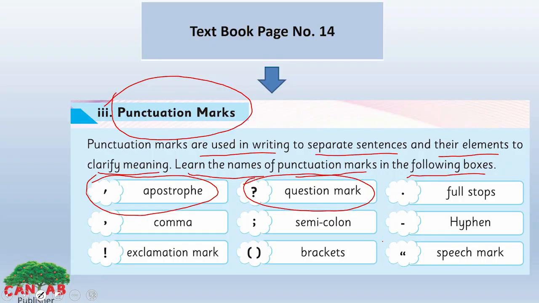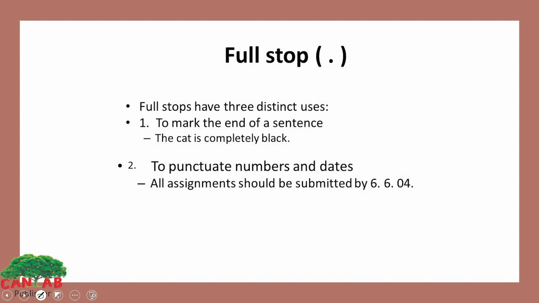Now look at full stops. What are full stops? Full stops have different uses. Look at use number 1: to mark the end of a sentence. When we end a sentence, we simply put a full stop to complete it. For example, the cat is completely black. I am going to mark it, the end of the sentence.